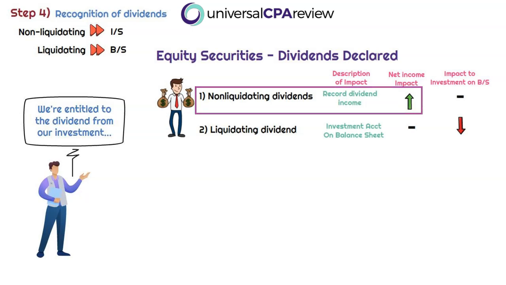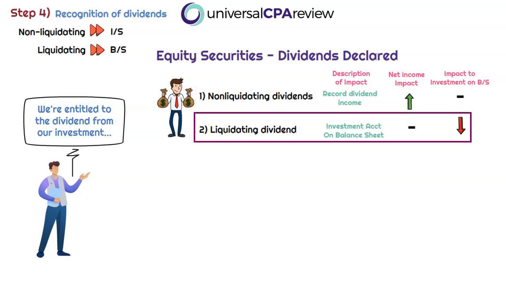That's the default assumption. But they could also issue a liquidating dividend, which means they're liquidating either part of the company or all of the company, and that is when they're returning capital to shareholders. It's not being paid out of retained earnings like a non-liquidating dividend would be.